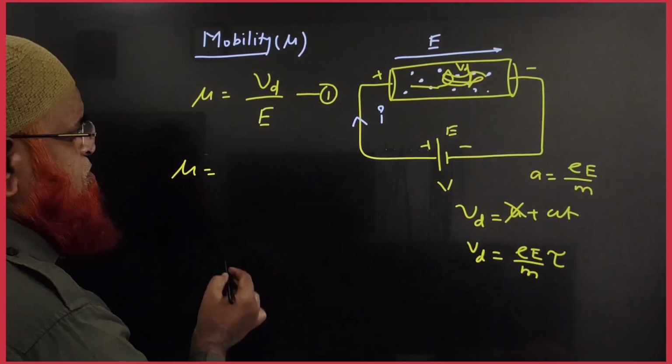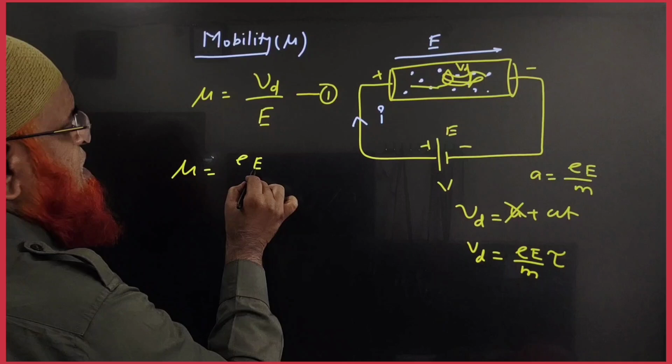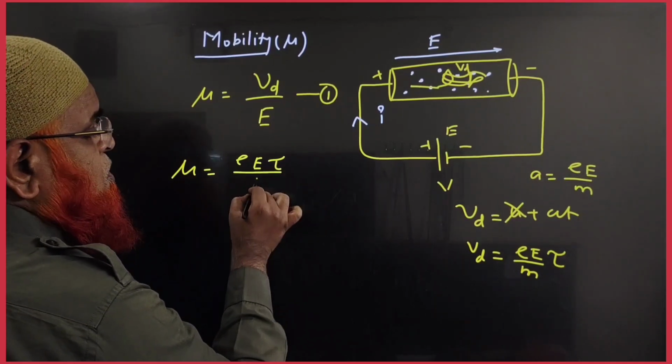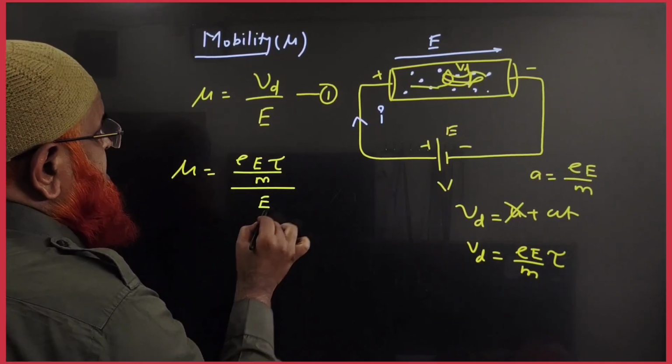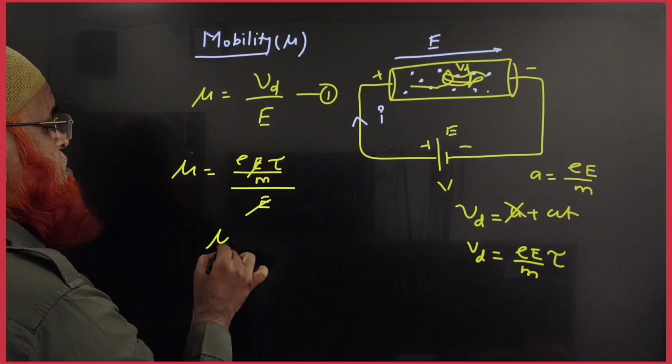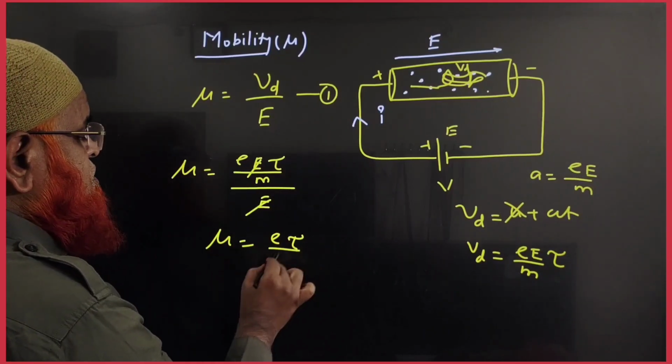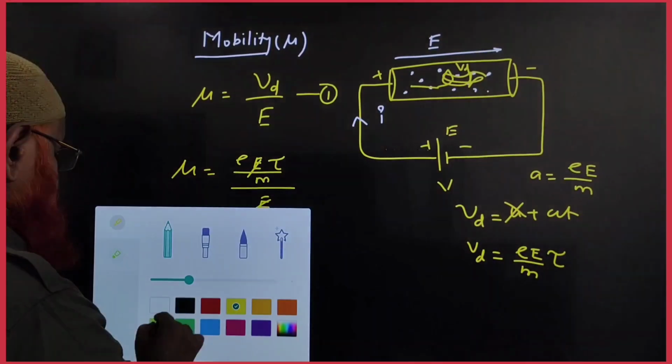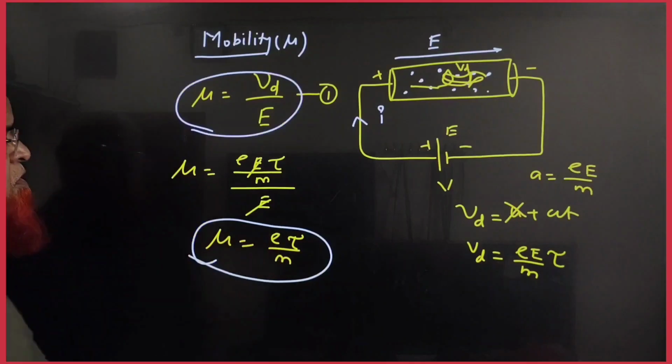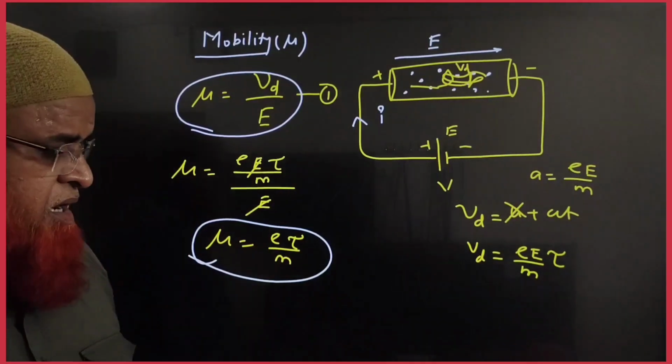And what is the next formula for mobility? You will substitute here these values: eEτ/m divided by E. So E gets cancelled. Mobility is going to become eτ/m. Okay, so this is going to be the second formula for mobility. Is it okay? So that is the mobility formula.